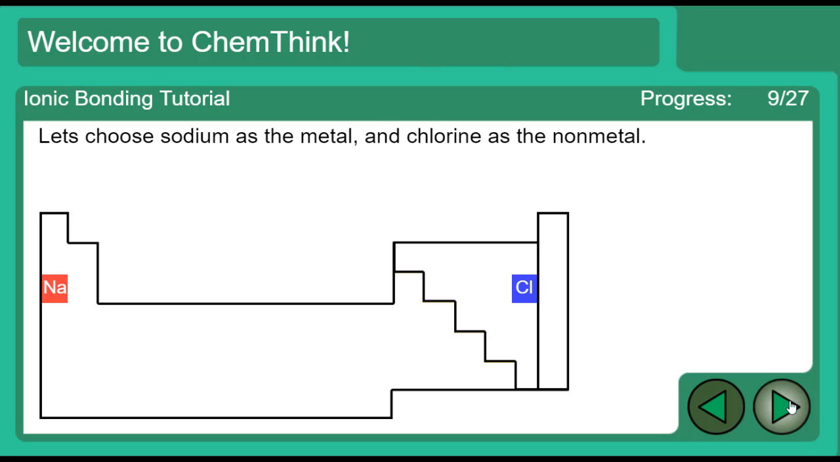So we're going to take sodium and we're going to take chlorine from opposite sides of the table. Of course, this will be our metal and this will be our nonmetal. Remember that sodium is that soft metal we cut up in class and threw in the water and it burst into flame.